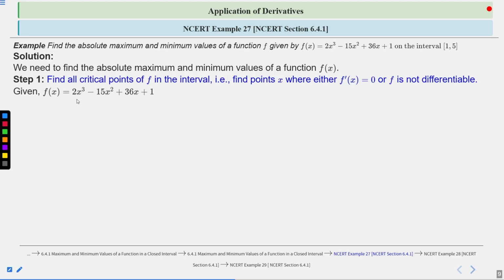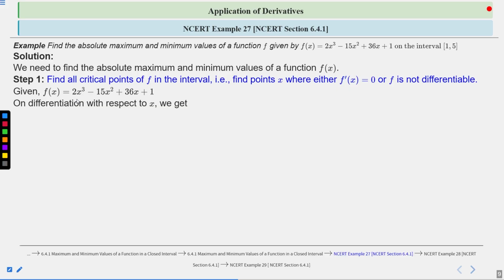Now it is given that f(x) is equal to 2x cube minus 15x square plus 36x plus 1. So what can we do basically? On differentiation with respect to x, we get... why are we differentiating? Because we need to find f'(x), to find the critical points.